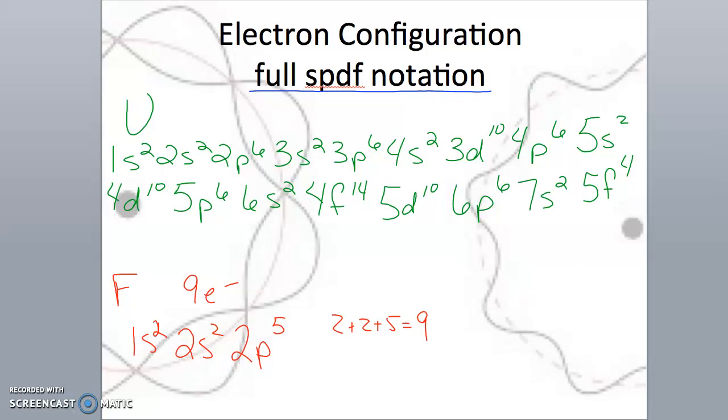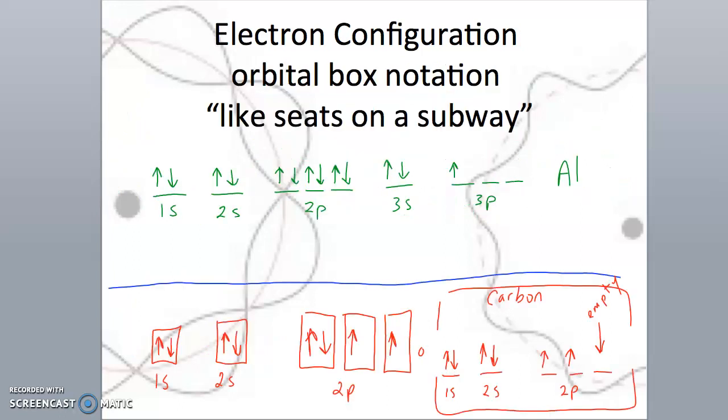Fluorine has 9 electrons, and they will fill in order as mentioned. Uranium is near the top in green, and this is very cumbersome. Fortunately, there's another method for writing electron configurations that we will cover next.